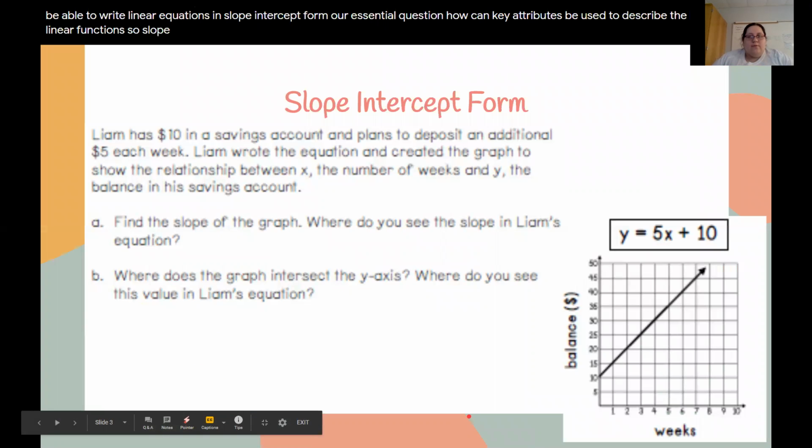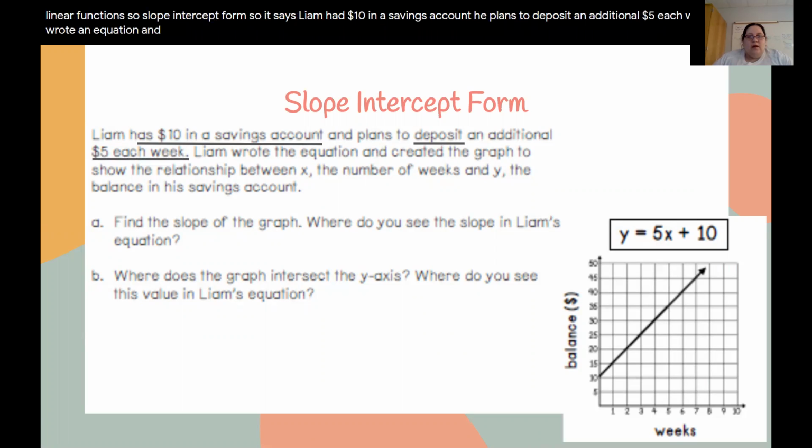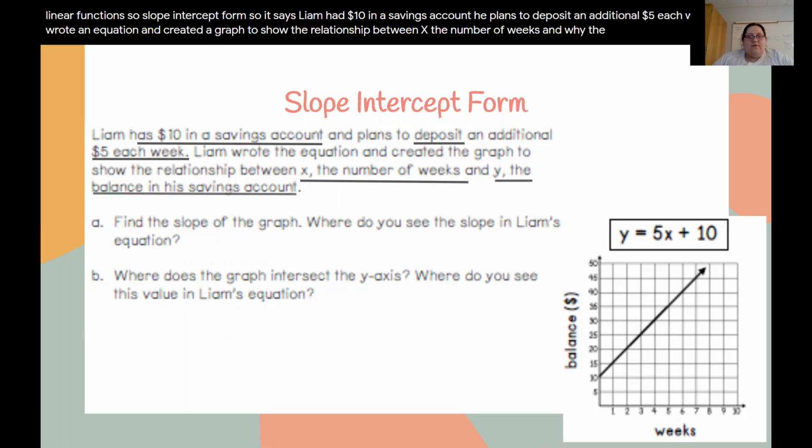So, slope-intercept form. It says Liam had $10 in his savings account. He plans to deposit an additional $5 each week. Liam wrote an equation and created a graph to show the relationship between x, the number of weeks, and y, the balance in his savings account.